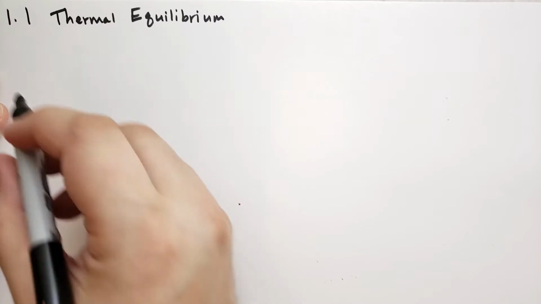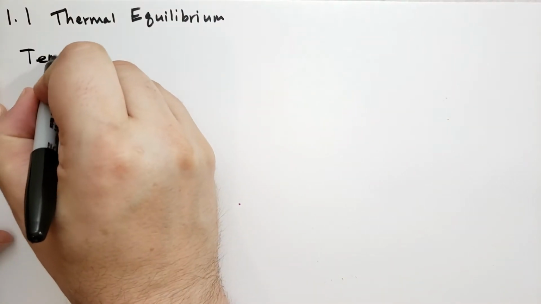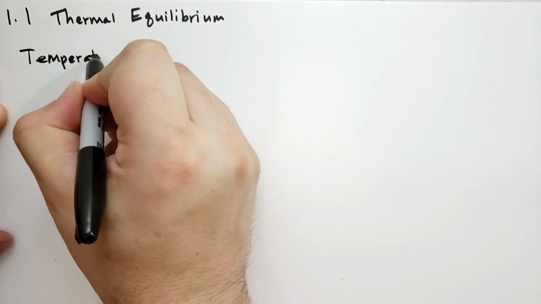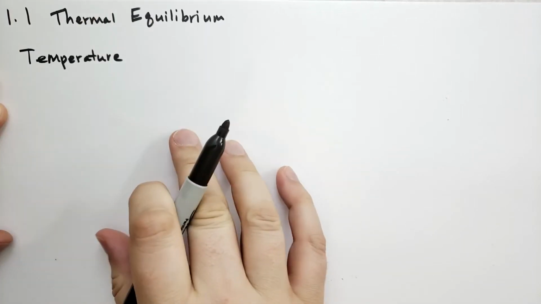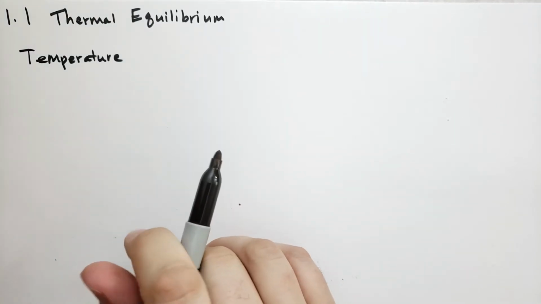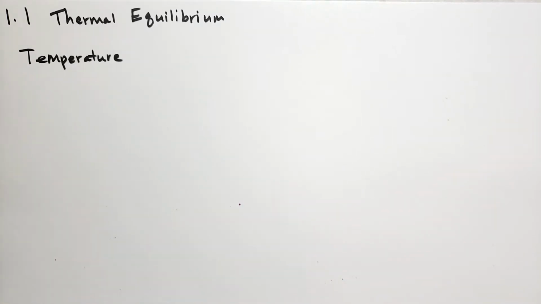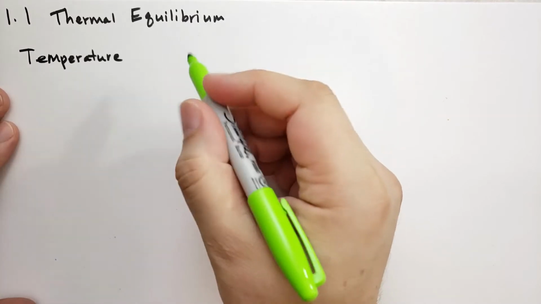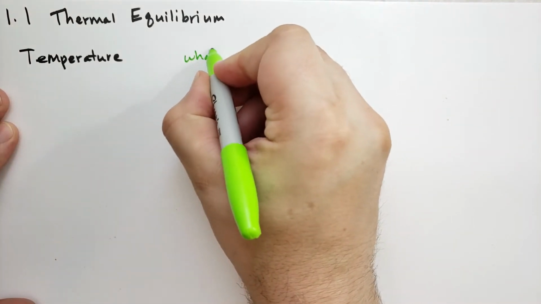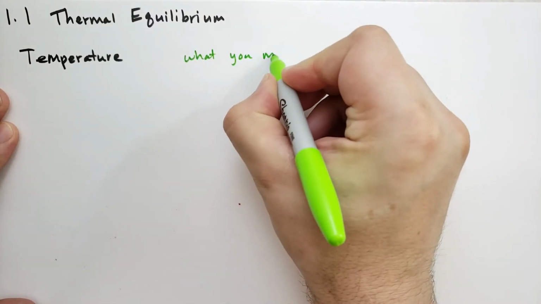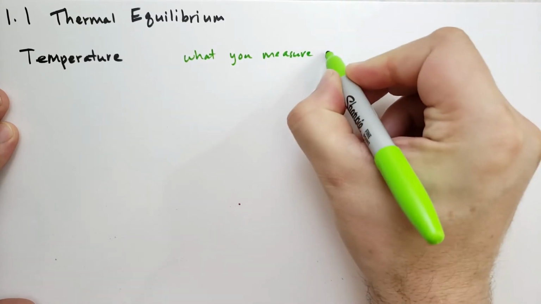So the first definition we need to consider is the word temperature. And you probably know temperature already. You know that it's the thing that goes up when it's hot and goes down when it's cold, and stuff like that. So I'm going to give a very naive, simple definition. This is the same definition he gives in the book. He says it's what you measure with a thermometer.